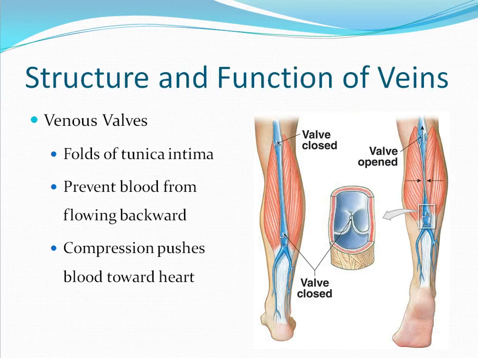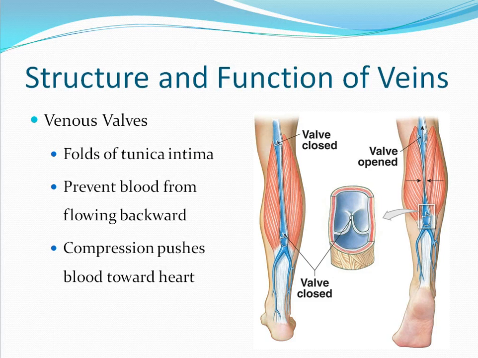Veins are under very low pressure, but their job is to return blood to the heart. This can become very difficult, especially when we are standing and trying to return the blood from our lower extremities to the heart. To help with this process, the larger veins have valves in them. Valves are folds of the tunica intima. What they do is they prevent the blood from flowing backwards.